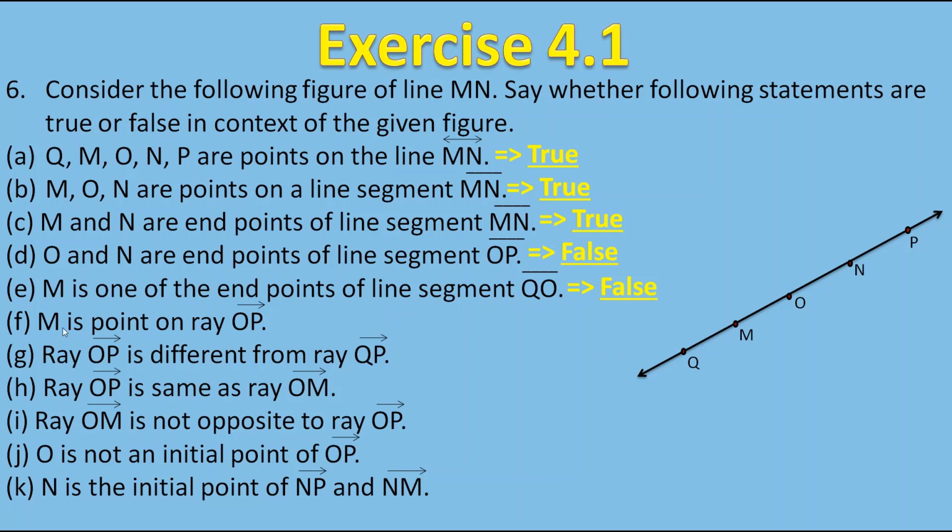Next is M is a point on ray OP. See here, OP is a ray which is starting from O, and M is not a point on the ray OP. So this statement is also false. Next is ray OP is different from ray QP. OP is a ray and QP is also a ray, which are different from each other, yeah, because OP starts from O and QP starts from Q. Therefore, these rays are different. Therefore, this statement is true.